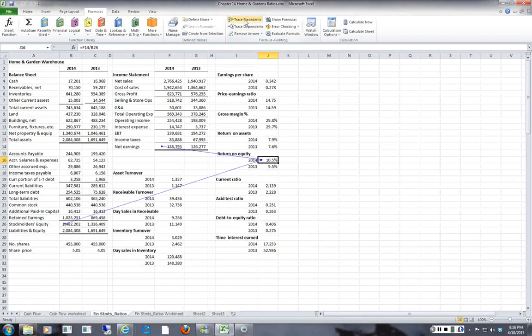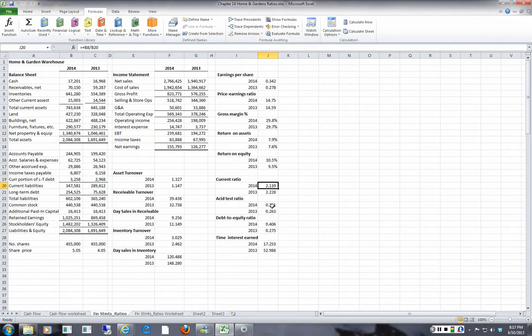Return on equity. That's kind of an easy one. You take a net income after taxes of $155,793 and divide that by the stockholders' equity of $1,482,202. And you can see we've improved in 2014 over 2013. Current ratio. That's an interesting one. The current ratio for 2014 is 2.139. And that's good. You always want it to be at least 2.